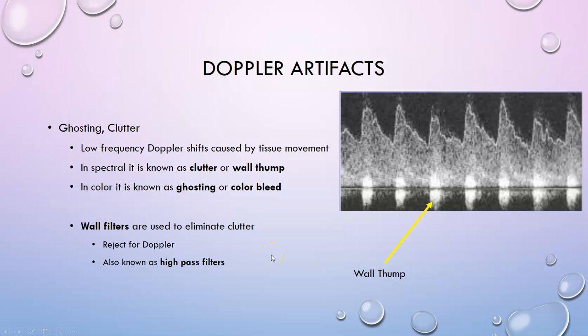We can utilize something called a wall filter to eliminate this clutter. This will allow us to reject this low frequency signal in our Doppler processing. And so these are known as high-pass filters because high velocity, high frequency information is passed through for processing, and low frequency information is not passed through for processing.